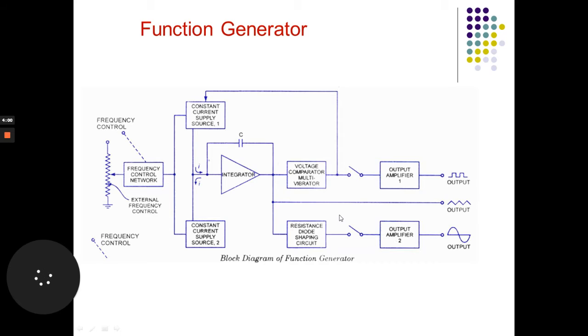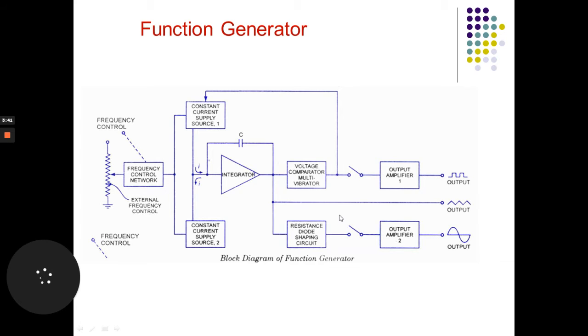There is an upper current source that provides a constant current to the integrator circuit. The voltage comparator used over here will change the state of its output as per the determined voltage level or the threshold that is being decided.